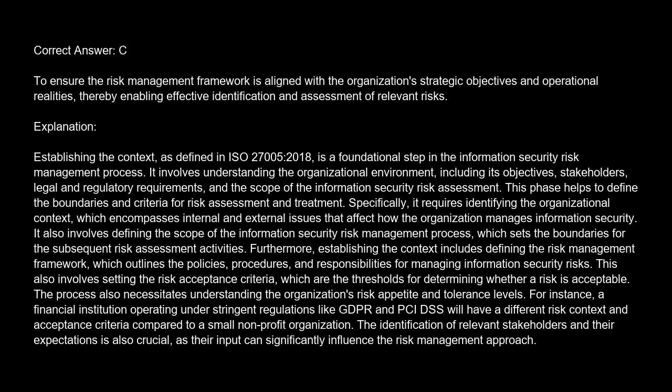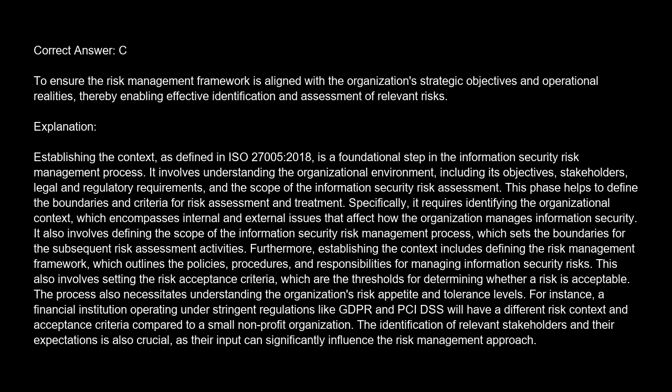Specifically, it requires identifying the organizational context, which encompasses internal and external issues that affect how the organization manages information security. It also involves defining the scope of the information security risk management process, which sets the boundaries for the subsequent risk assessment activities. Furthermore, establishing the context includes defining the risk management framework, which outlines the policies, procedures, and responsibilities for managing information security risks. This also involves setting the risk acceptance criteria, which are the thresholds for determining whether a risk is acceptable. The process also necessitates understanding the organization's risk appetite and tolerance levels.